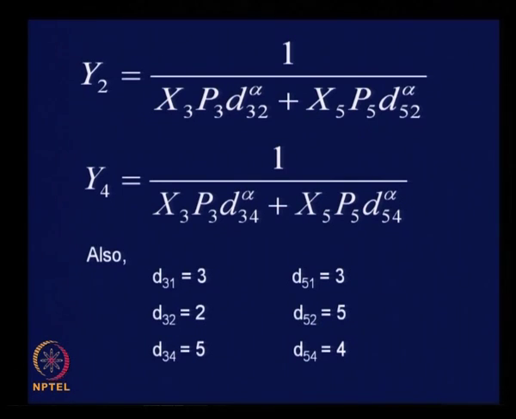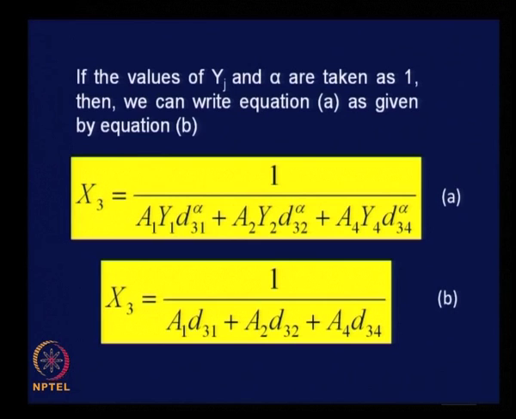So, we are going to assume some value for alpha as well as yj and work with equations 2 and 3. To make the understanding easier, I am giving this information. If the values of yj and alpha are taken as unity, then we can write equation A as given by equation B. You may wonder how to choose the value of alpha to be unity suddenly, why not some other value? Are we sure that the assumption of unity value for alpha will give us a rational result?